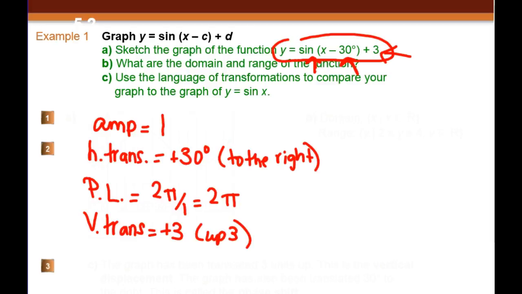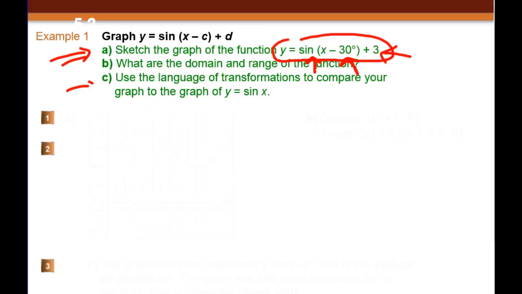This one says sketch the graph, and then we'll find the domain and range and use the language of transformations to compare your graph. Technically we did the last part first because we said what was happening. Since we used the language, we know what's going to happen. Then let's draw the picture and then we'll be able to see the domain and range from the picture. You guys are going to have to remind me what we're doing because I'll erase it.